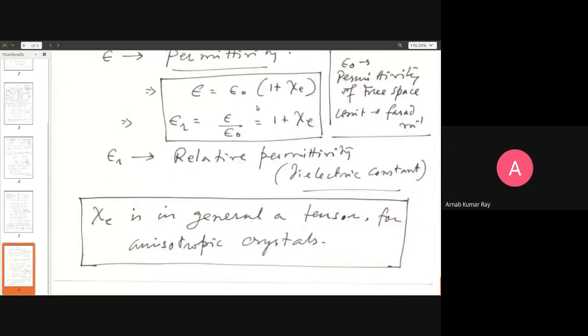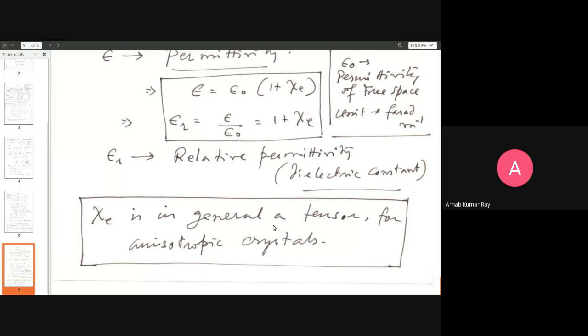And electric susceptibility, just one last point to touch upon, is not as simple a scalar constant as you might think it to be. Chi e is in general a tensor for anisotropic crystals. I've just written that, so that's why I'm just touching on it.